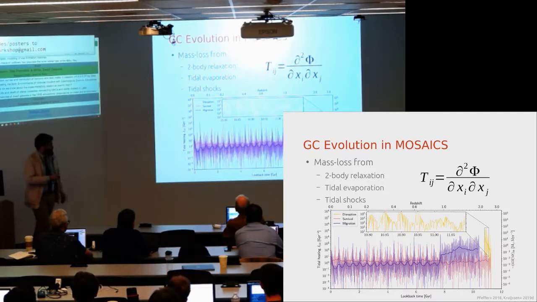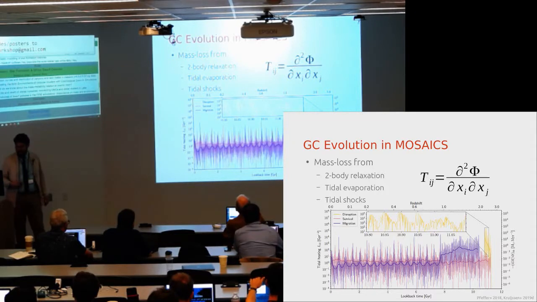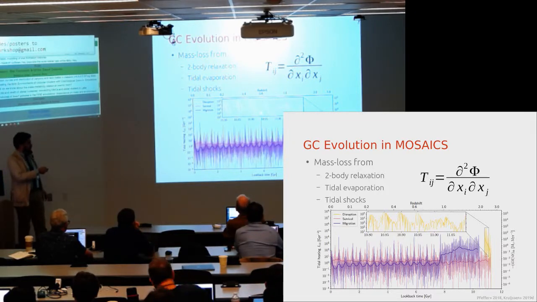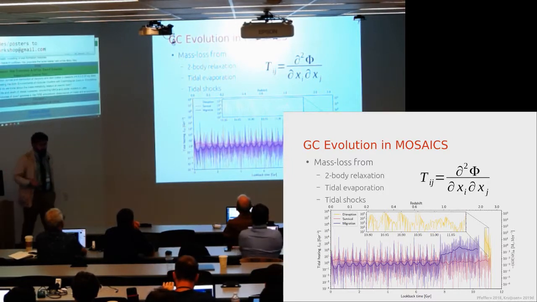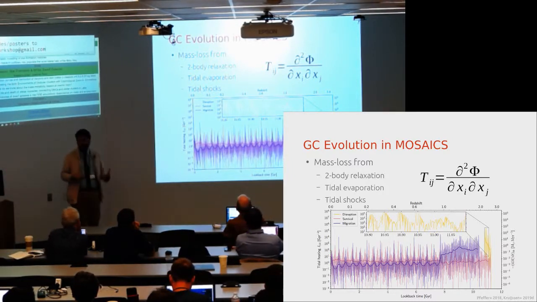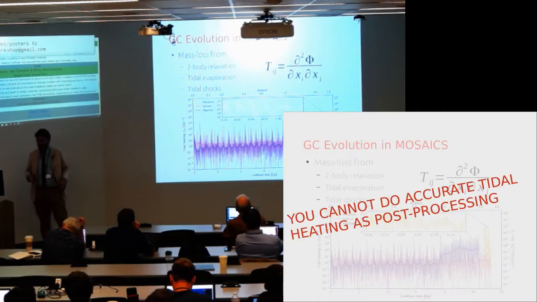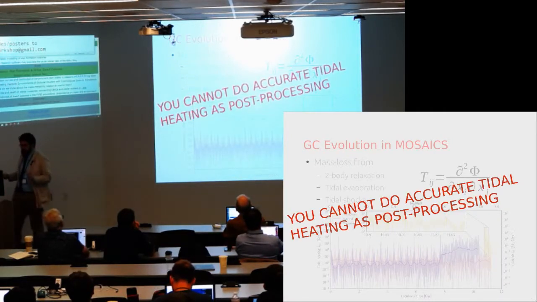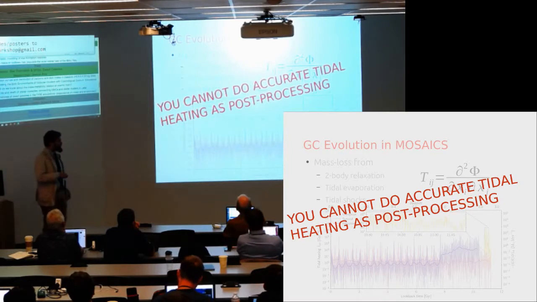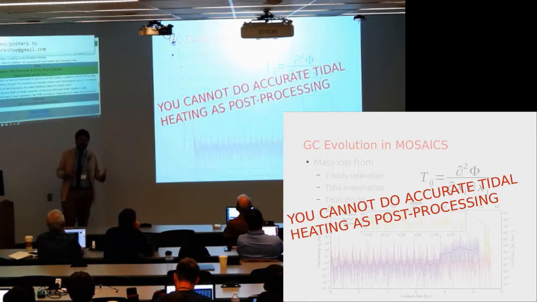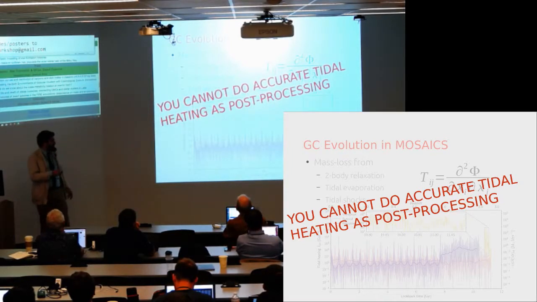But also it's important to see there is huge time variation in here. This is an incredibly stochastic process. And if you zoom in here, you can see that just on the order of megayears or so, you can have order of magnitude variations in your tidal history. This means you cannot do accurate tidal heating as post-processing. Unless you're willing to dump out tens of thousands of snapshots, you need to calculate these things on the fly.